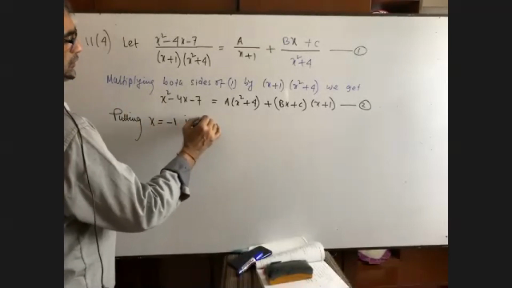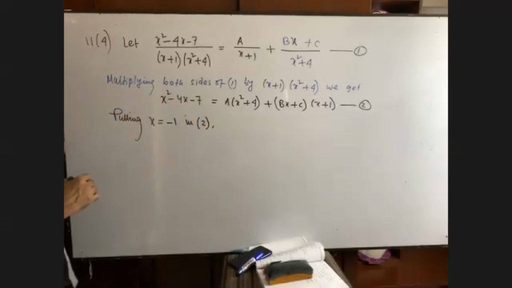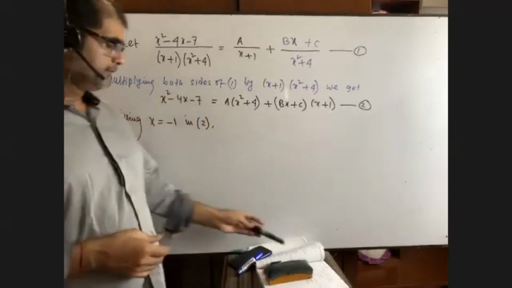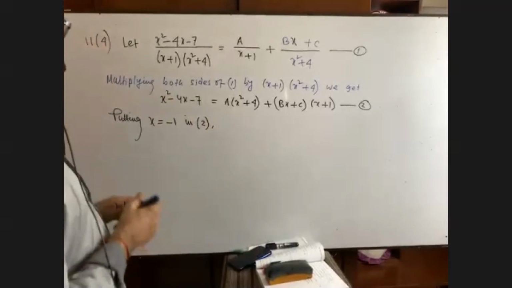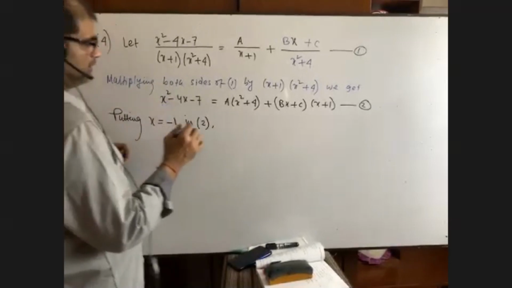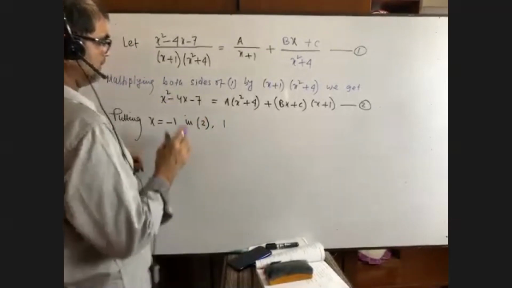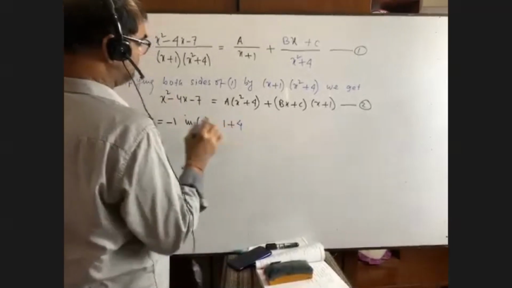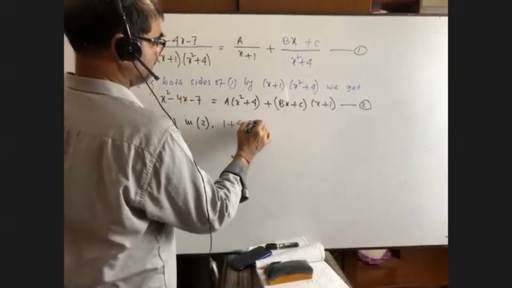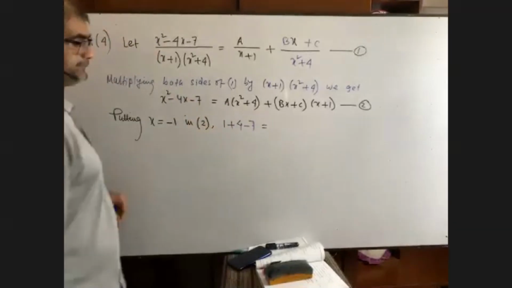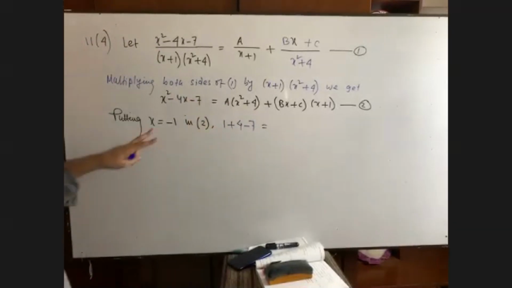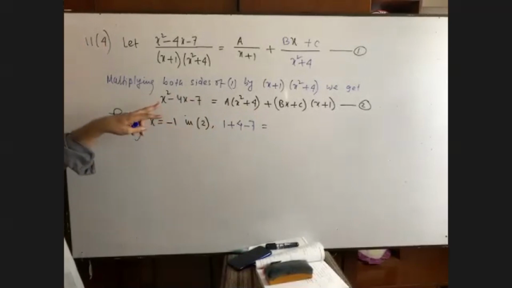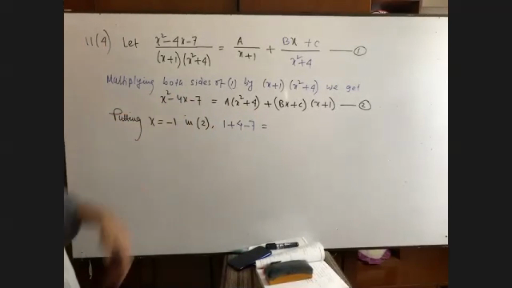Now please put here x equals minus 1. If x equals minus 1, that means it is minus 1 whole square. There is only 1. It is minus 1. So plus 4, it is minus 7. Is it okay? Minus 1 whole square 1 plus 4 minus 7.